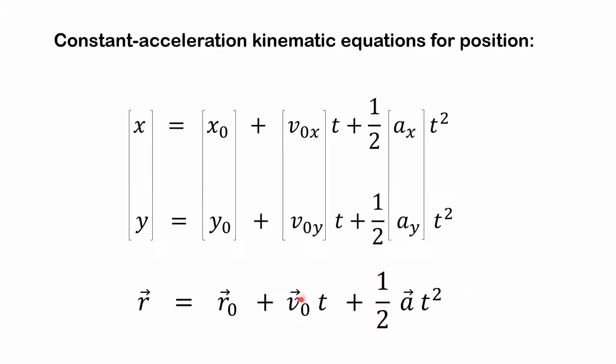You still have your v naught t, your 1/2 a t squared, your initial position, but instead of dealing with quantities x or y without the arrow, we will refer to the position as r, and it's a vector. That's why it's got the vector symbol.